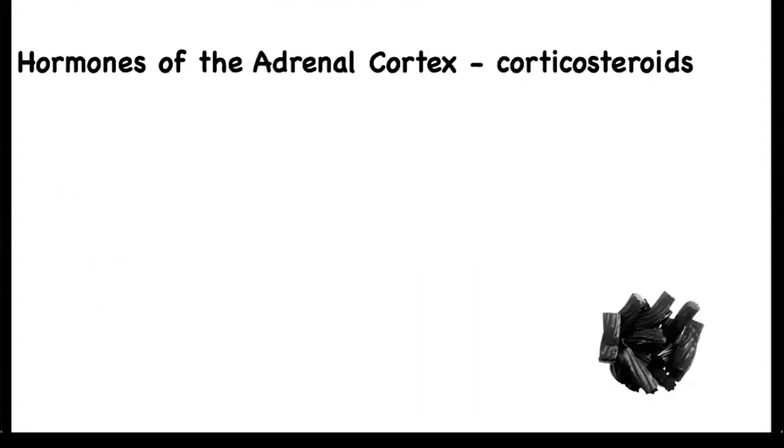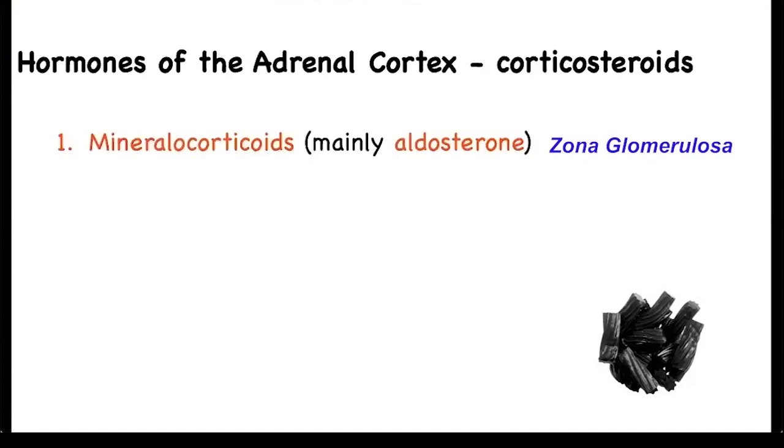Let's begin with the hormones of the adrenal cortex, or corticosteroids. These hormones are synthesized from cholesterol and thus are steroid hormones. The adrenal cortex has three distinct areas: an outer zona glomerulosa, which synthesizes mineral corticoids, primarily aldosterone. Mineral corticoids are steroid hormones that regulate mineral levels in the blood.